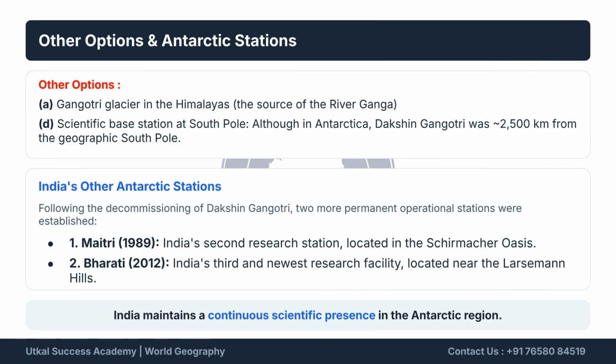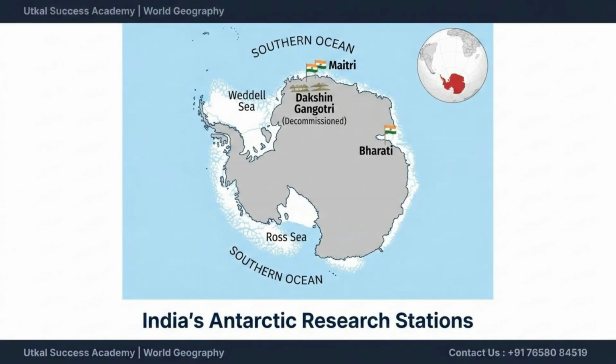India has 2 other operational Antarctic stations: Maitri, established in 1989, and Bharati, the newest facility, established in 2012. India maintains a continuous scientific presence in the Antarctic region. This map shows the location of India's Antarctic research stations: Dakshin Gangotri, which is decommissioned, Maitri, and Bharati. These stations are critical for scientific research in the Southern Ocean region.